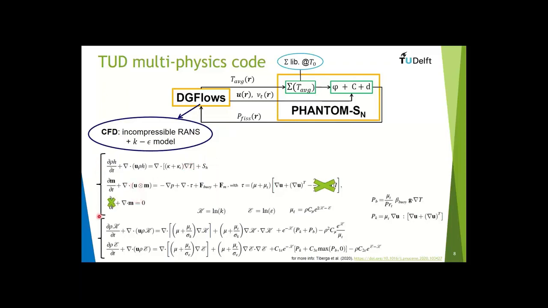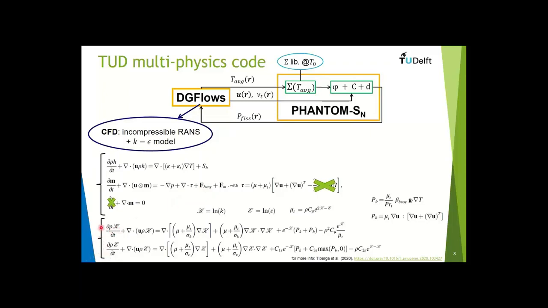I wrote here the compressible RANS because these are the equations implemented in the code, but we've seen that for the MSFR, we can, under certain circumstances, study steady state conditions and most of the transients, adopting the incompressible approximation, which means that also the buoyancy force is modeled by the Boussinesq approximation.